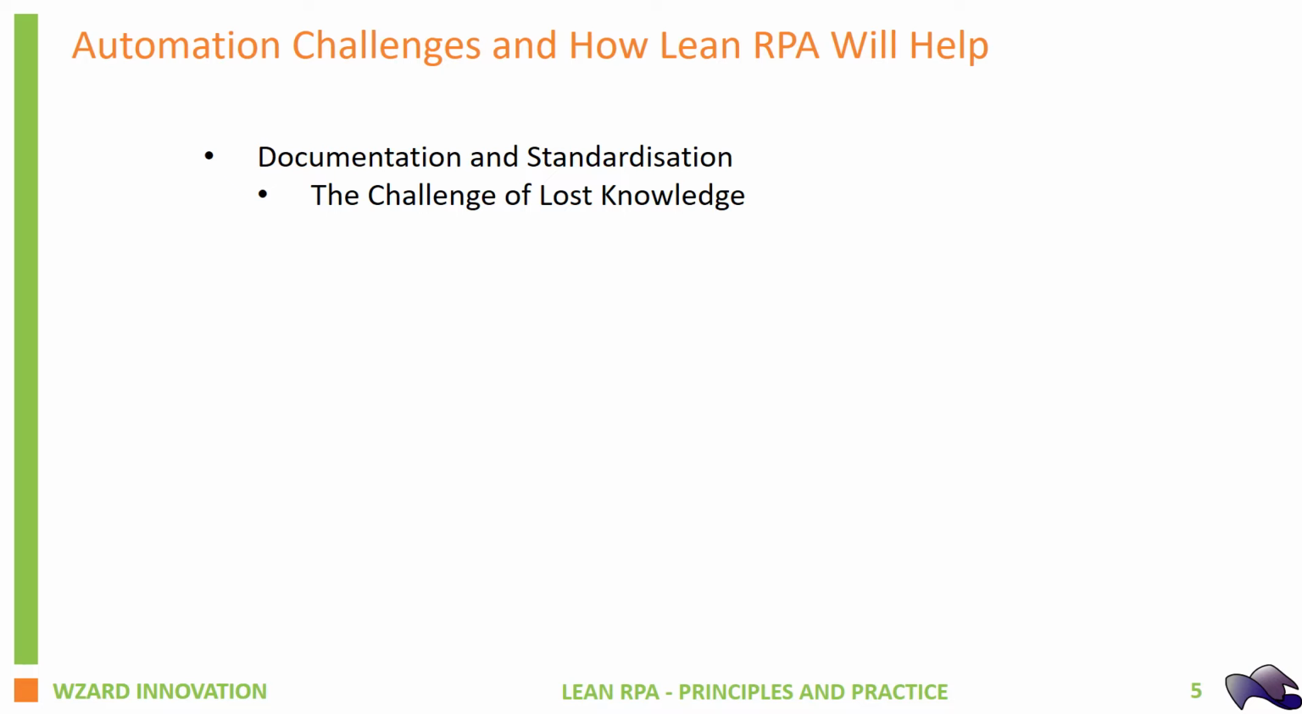It's also incumbent on all the people involved in automation to be able to maintain that documentation too. So keeping a central repository that is easy and well maintained is essential. Putting all these components in place will ensure that you face head on the challenge of lost knowledge.